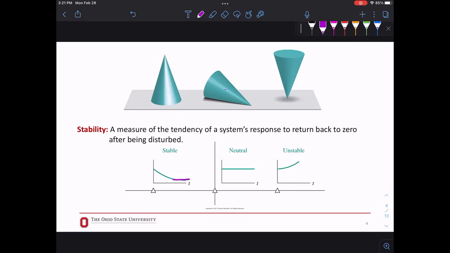These are neutral systems, right? So the environment, the force, the input doesn't change them. Their state stays the same wherever they are.